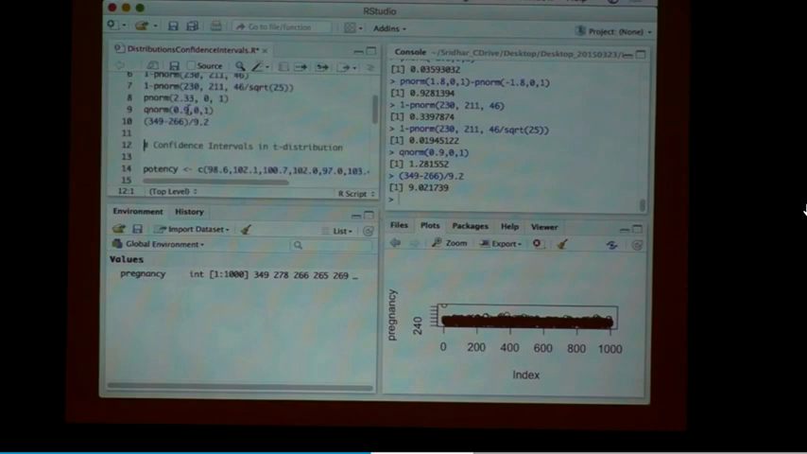Okay. So qnorm of 0.975 and I get 1.96. So I get it. That's the two standard error. If you do only one sided of 95%, then it won't be 2. You will get a different Z-score.